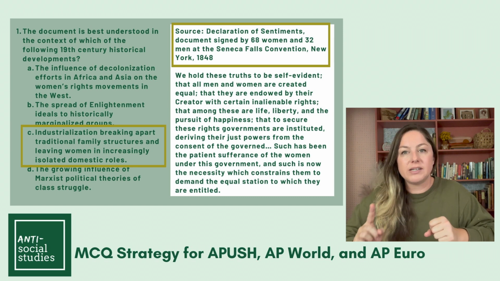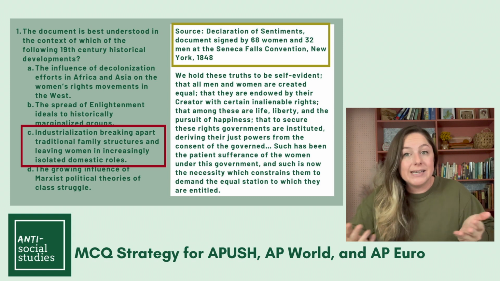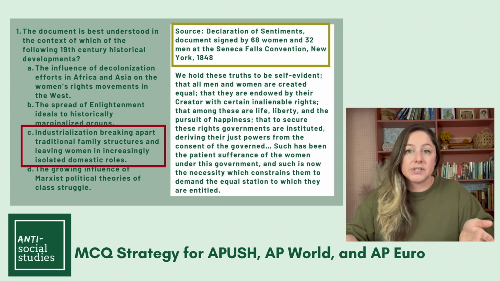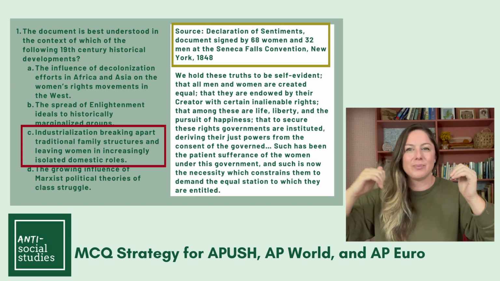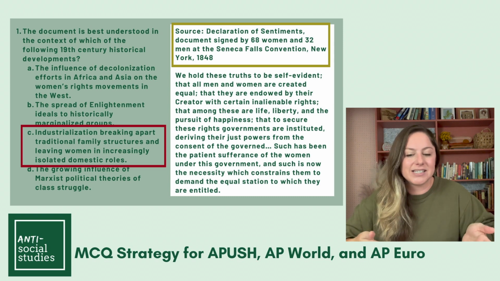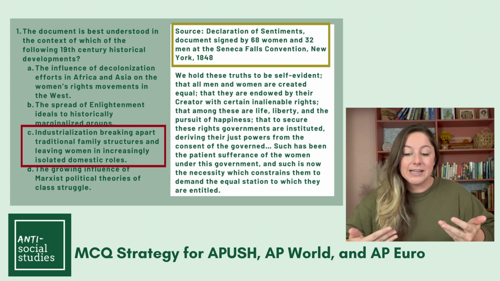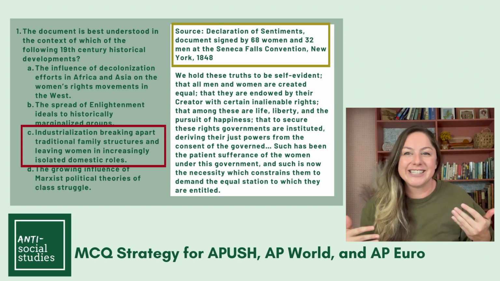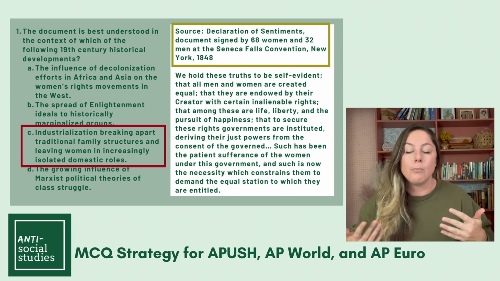This is a really great example of a distractor answer because C is a true statement that is happening. It is a way that industrialization is impacting gender roles. It's impacting women, which, yes, this document is a women's rights document. But do you see how they're just talking on two different planes? They're both true statements, but C just really doesn't connect to the Declaration of Sentiments at all. Because if anything, the Declaration of Sentiments is not women being increasingly isolated. It's women actually leaving the home and deciding that they want to demand more rights.